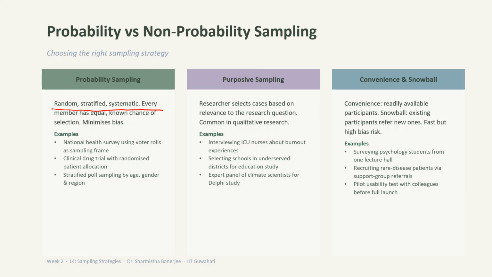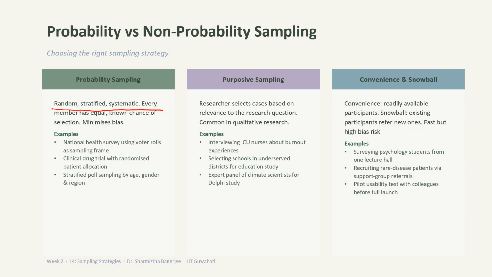I want to recruit rare disease patients via support group referrals. Here in this case, I am doing snowball methodology because these are rare diseases and it is not possible to find too many people with them, and I have to go through some support referral groups to identify the next person who might be suffering from this same rare disease.